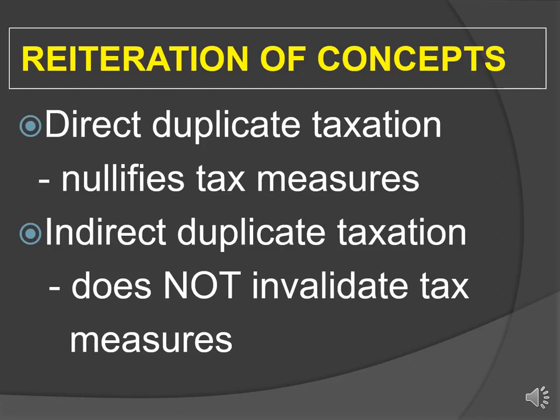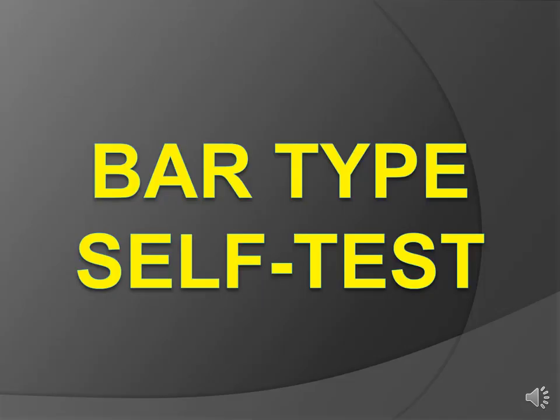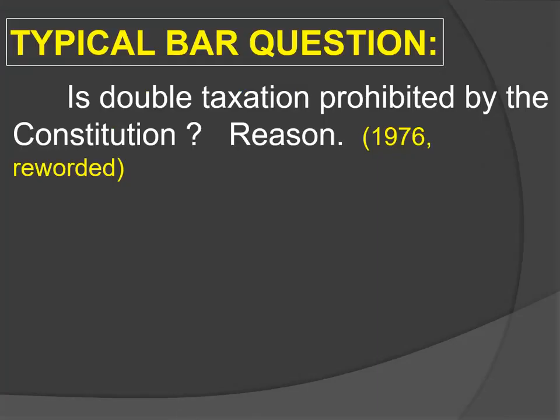So to repeat, direct duplicate taxation nullifies tax measures. Why? Because of violation of the Equal Protection Clause. Indirect duplicate does not invalidate tax measures because there is no violation of the Equal Protection Clause. Let's look at the bar type here to determine what we're going to do.